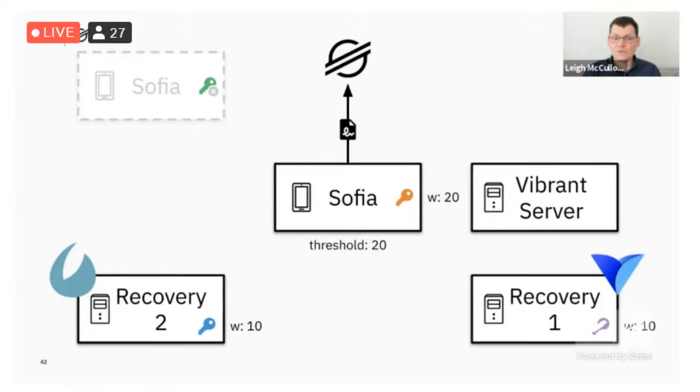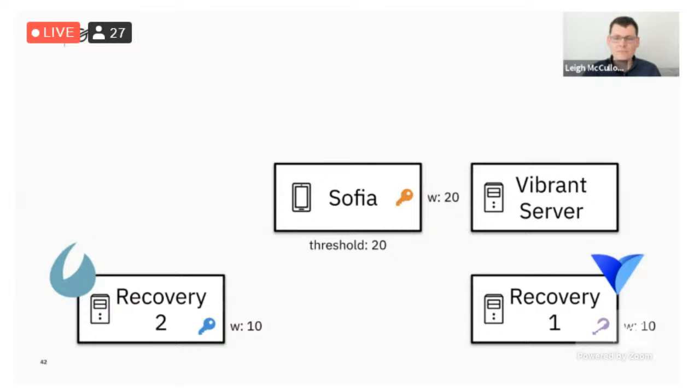The transaction removes the old signing key that was lost on Sophia's previous phone so that if somebody finds it, they can't do anything with it, and adds that new signing key that lives on Sophia's new phone. Sophia is now back in control of her Stellar account.